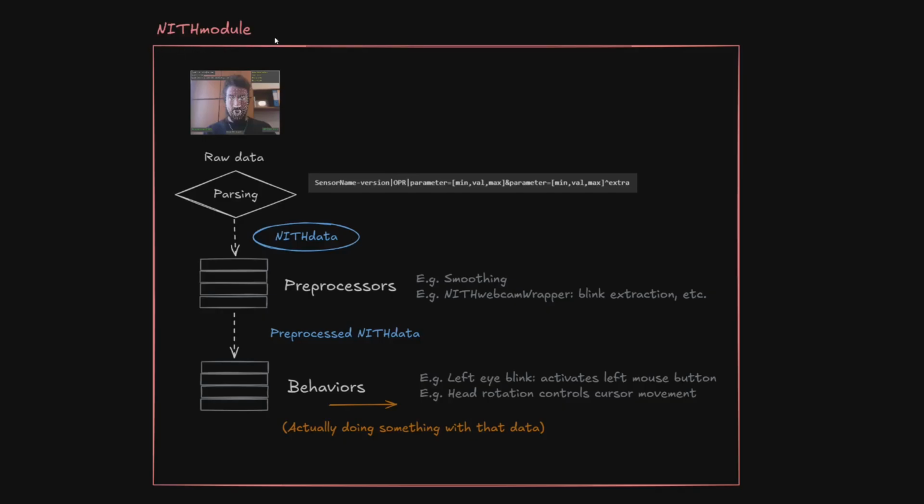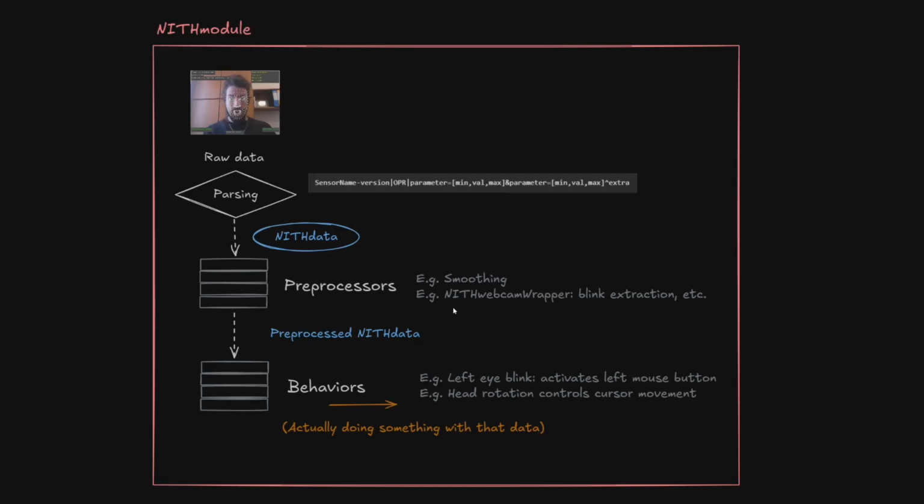Let's see how the NITH module works. Let's say, for example, that we have the NITH webcam wrapper, which is passing raw data to our NITH module in this form. The first thing that the NITH module does is to parse the data into a more convenient data structure. Each sample of this data is then passed through a list of preprocessors. Preprocessors define how we preprocess data before doing something with it. For example, we can do smoothing. If we have a noisy signal, we can proceed to data smoothing.